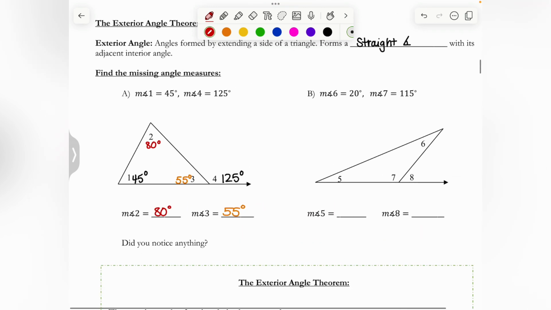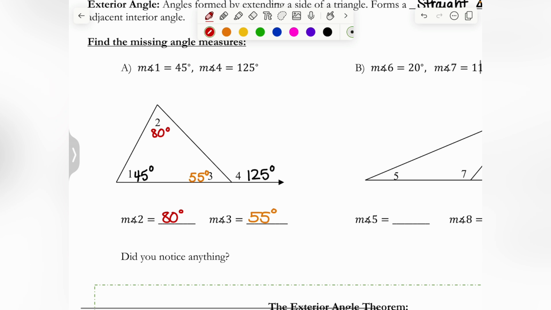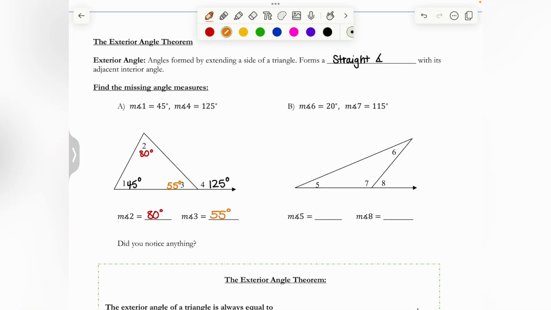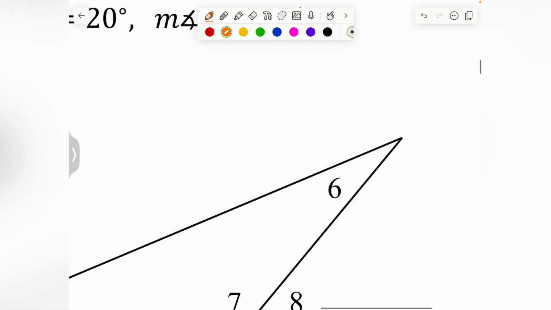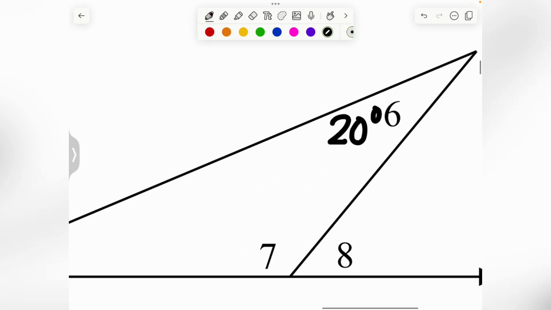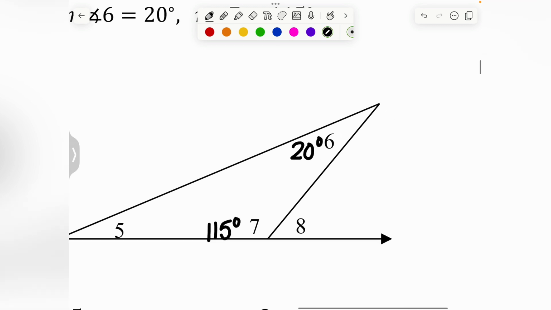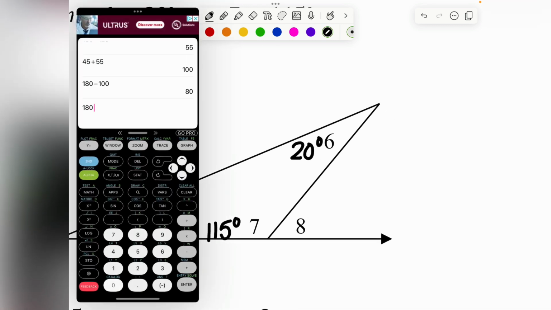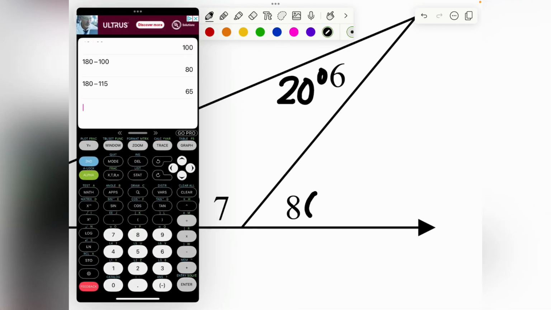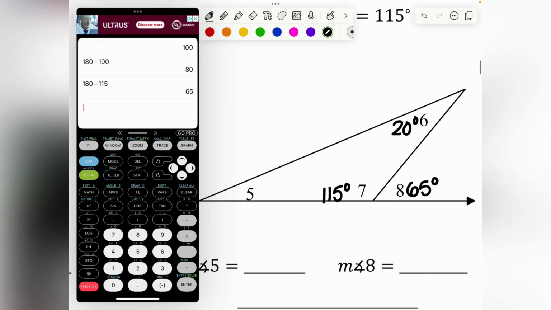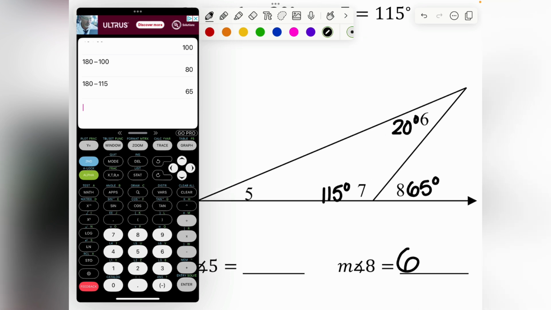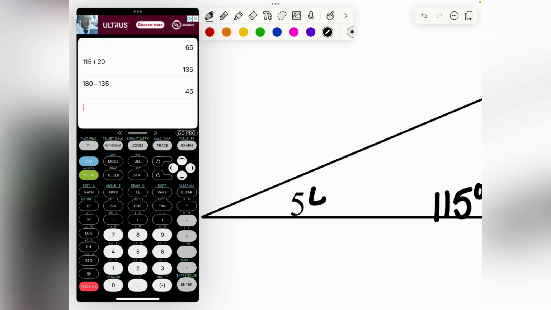Okay, so it's asking if we notice anything. It's going to be hard to notice based on one example. I don't even know if we would notice with two examples. In this one, this angle is 20. Angle 7 is 115. 180 minus 115 is 65. And to find angle 5, we can do 115 plus 20, the two interior angles, and then 180 minus that, 135, is 45.